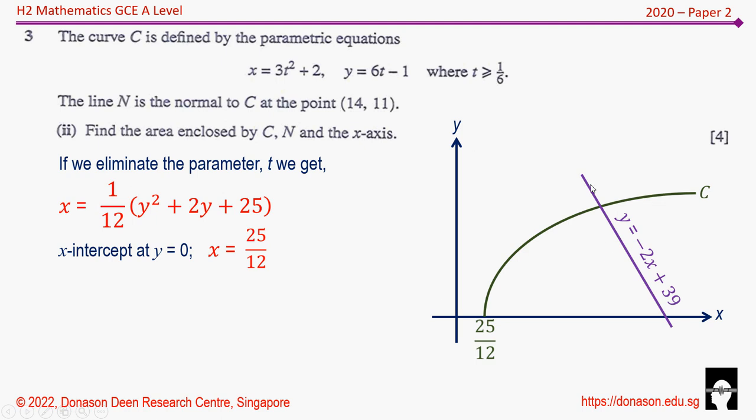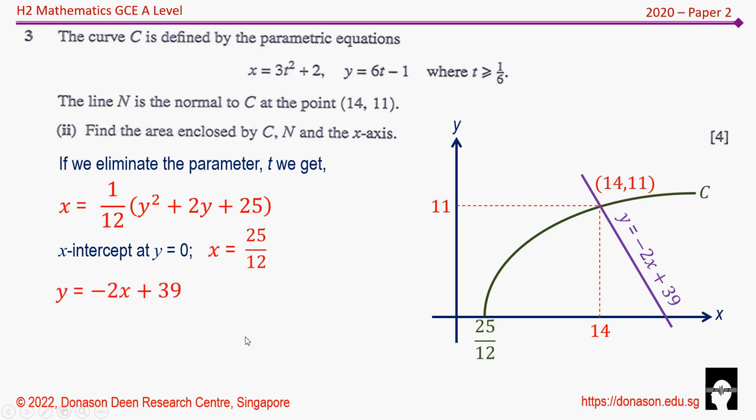Now let's draw back the normal. Just now we already found the equation of the normal is y equals minus 2x plus 39. So that's the normal, and this point is where the (14, 11) was. So the x coordinate is 14 and the y coordinate is 11. We are told to find the area enclosed by the curve, which is this, and the normal, which is this purple line, as well as the x-axis, which is this horizontal line here. So we can see that there is a triangle and there is an area below the curve.